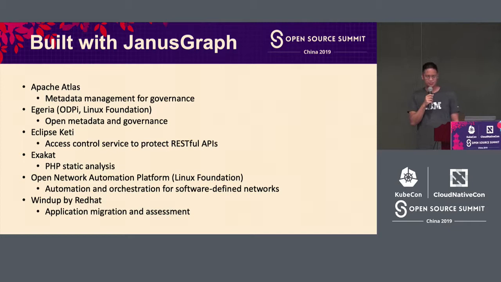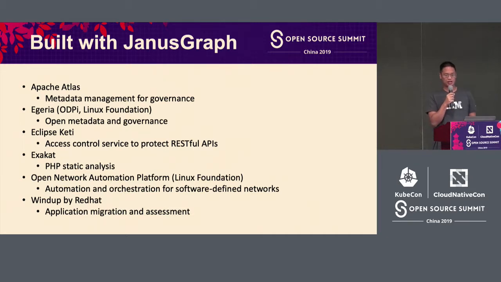We're seeing some good adoption from other open source projects as well. I've listed some of them here. In particular, I'd point out the ones that are actually hosted at the Linux Foundation. First is a project called Egeria. It falls under the ODPI umbrella. It's for open data, open metadata and governance. So what you're able to do with that project is keep track of your data sources, add governance around it, add access control, things like that.